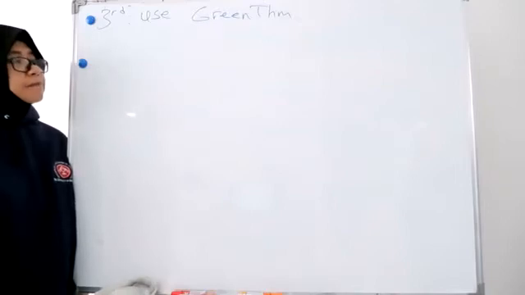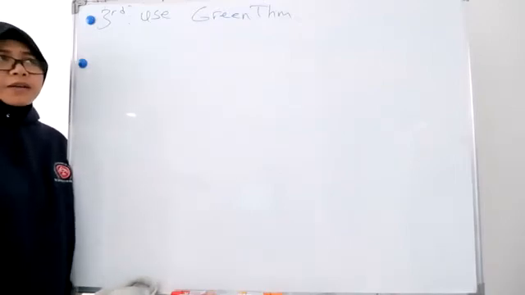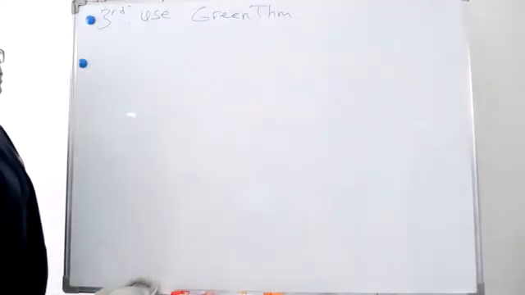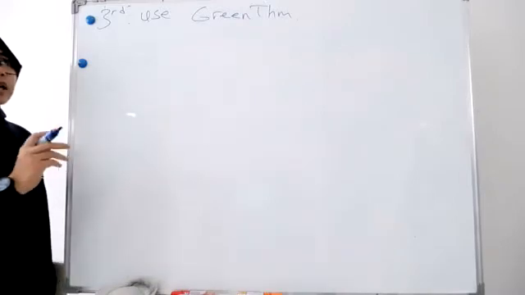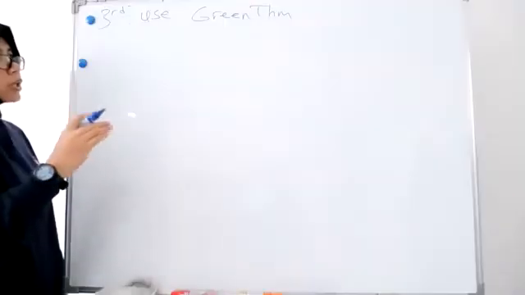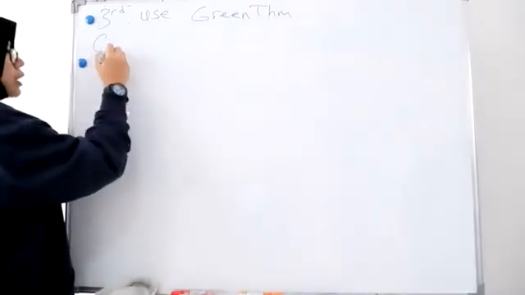Green's theorem. Okay, what does Green's theorem say? Green's theorem says that if the line integral, the region bounded by the line integral, is closed and simple. So C, the line C, is closed.